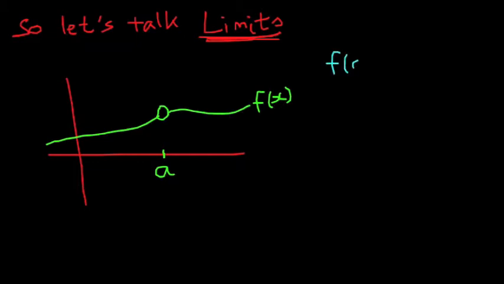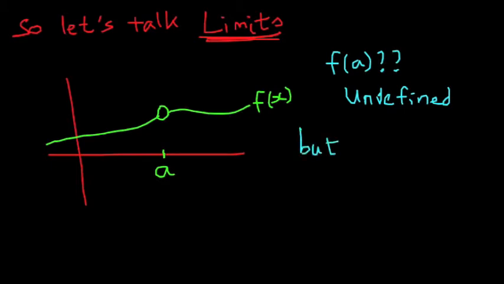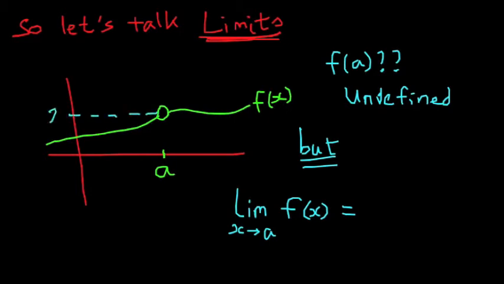If I therefore asked you for the value of f of a, you can tell me it's undefined, as it doesn't exist. However, what a limit allows us to do is get really close to that point and to see what the graph f of x is actually doing. We can therefore ask the limit as x tends to a of f of x and see that it actually evaluates to 2. That is the beauty of limits. While the actual value of f of a does not exist, we still know what the graph does by taking its limits.